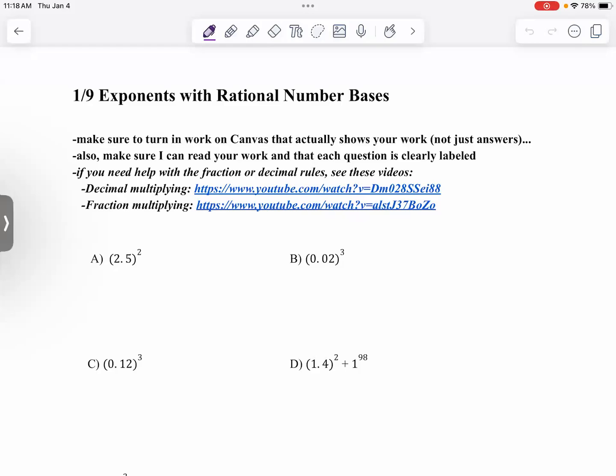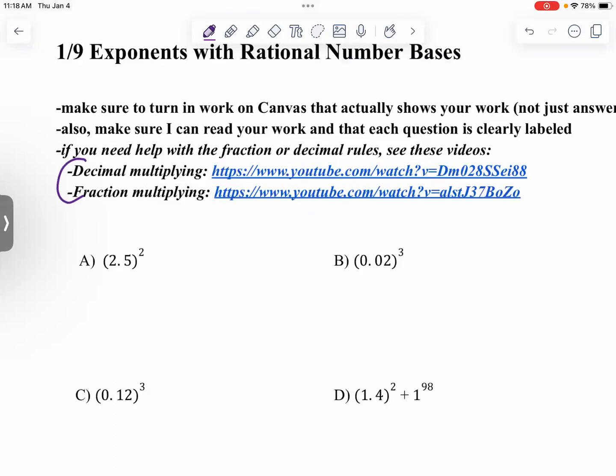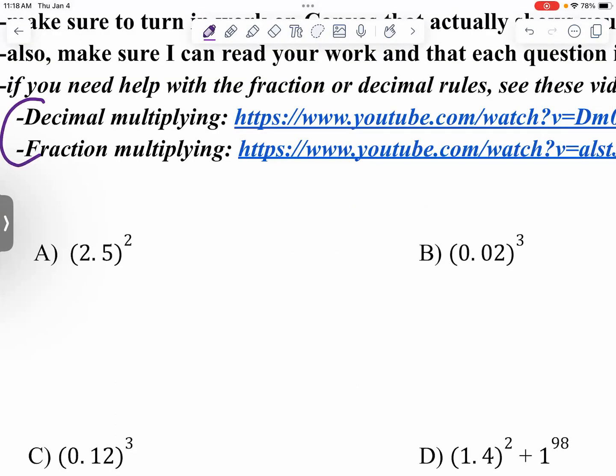All right, so we're looking at the 1-9 practice, the exponents with rational number bases. Remember, rational numbers does include whole numbers, but it also includes fractions and decimals as well. Okay, so I put some videos on here if you needed help with the decimal and the fraction multiplying. Hopefully you use those.